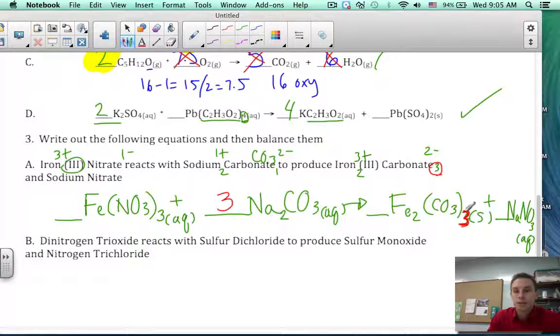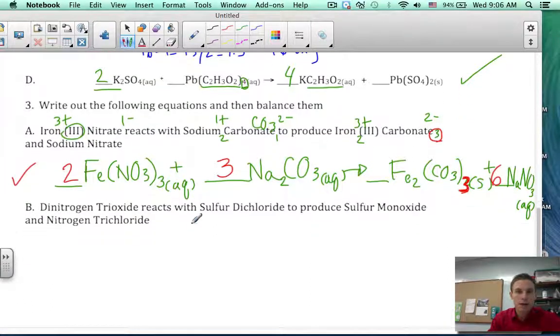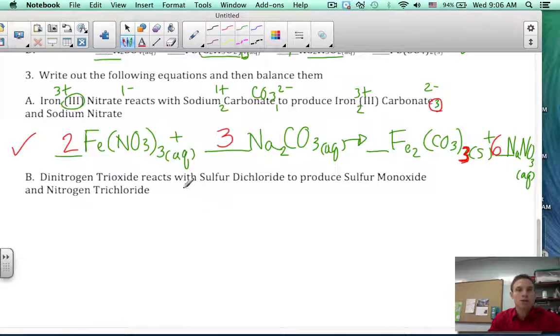Now I have 6 sodiums, so I'm going to put a 6 here for the sodium. I have 2 irons and only 1, so I'm going to put a 2 here for the iron. Now I have 6 nitrates, and I have 6 nitrates. We are balanced. Let's scroll down here, and let's do dinitrogen trioxide.